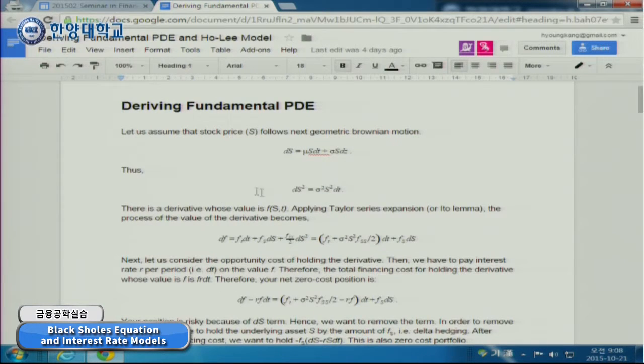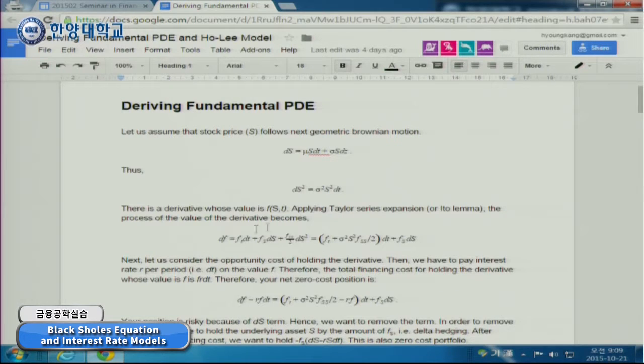Suppose there is a derivative whose value is f(S, t). S is the underlying asset, t is time to maturity, so f is by definition the derivative. Applying Taylor series expansion or Ito's theorem, the process of the value of the derivative is df = f_t dt + f_S dS + (f_SS/2) dS². This is just Taylor series expansion up to second order for the stochastic term. And then we know dS² is σ²S² dt, so we plug this in over here.